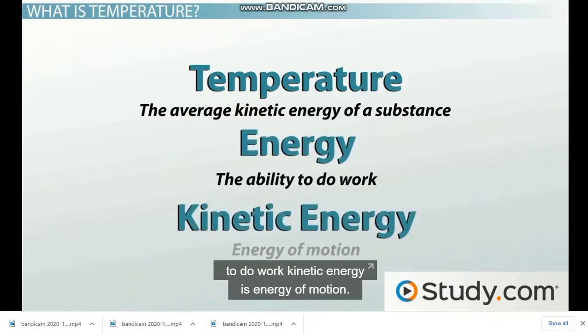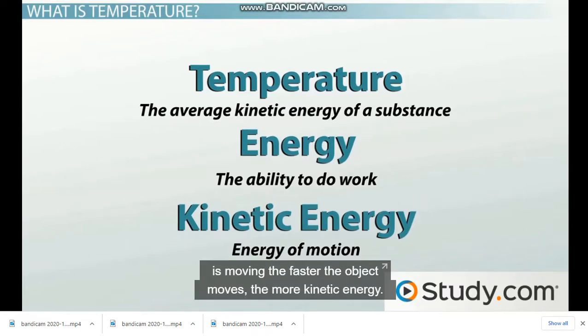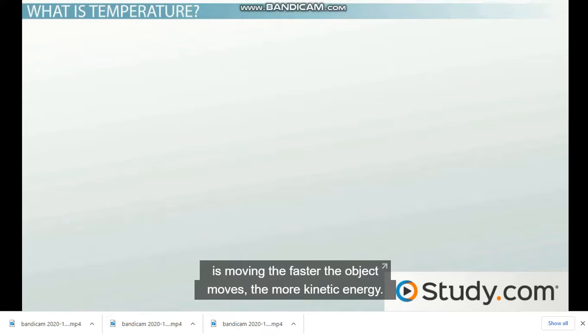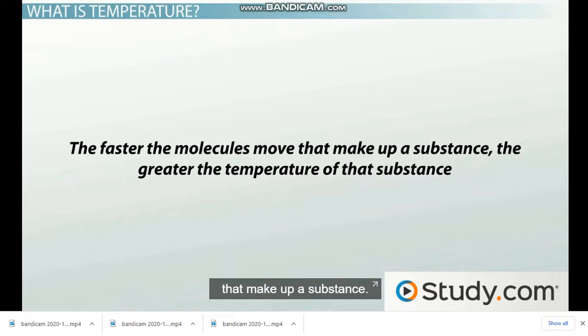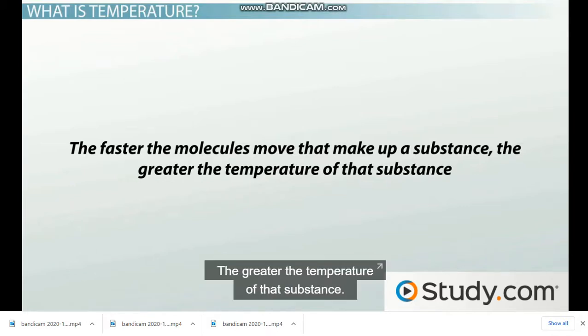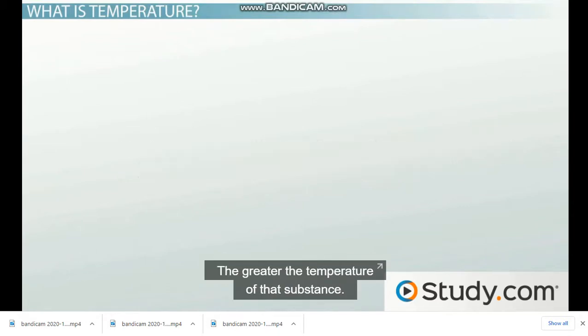Kinetic energy is energy of motion, and thus reflects how fast an object is moving. The faster the object moves, the more kinetic energy it contains. The faster the molecules move that make up a substance, the greater the temperature of that substance.